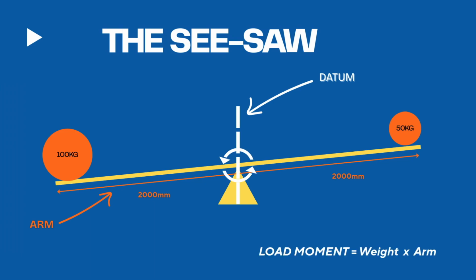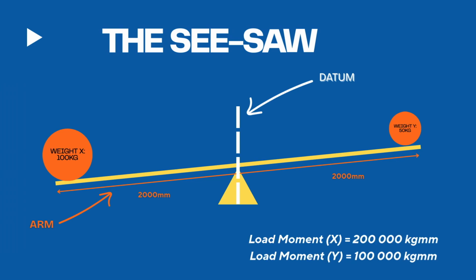Just to explain why the seesaw's tilted, the fact that we have a heavier weight, 100 kilos on the left, the fact that that creates a rotational force at the pivot, we call that force the moment or the load moment. And the way to calculate it is you multiply the arm, the distance from the datum, by the weight. And the result of that is the moment for that weight, not for the whole thing, just for that weight.